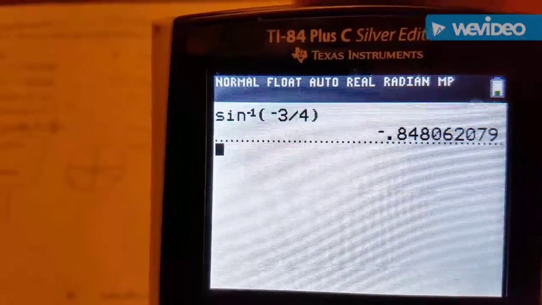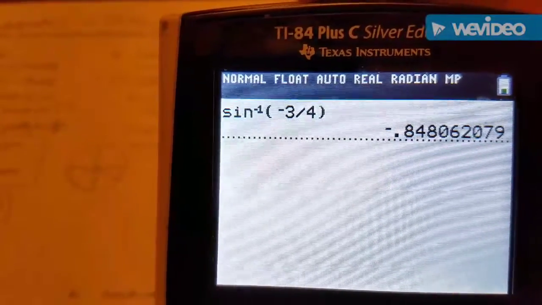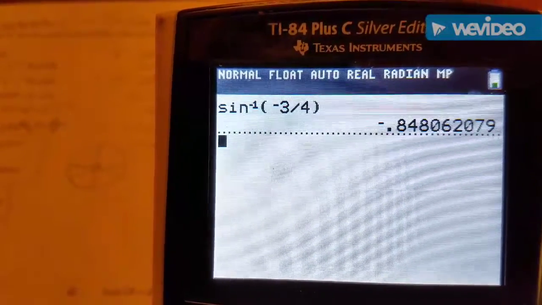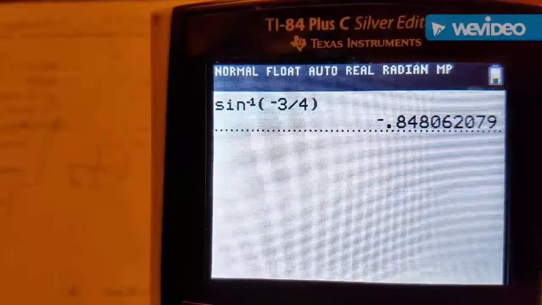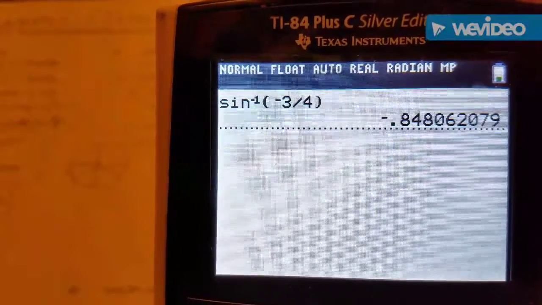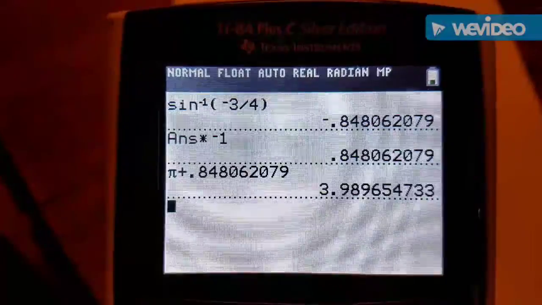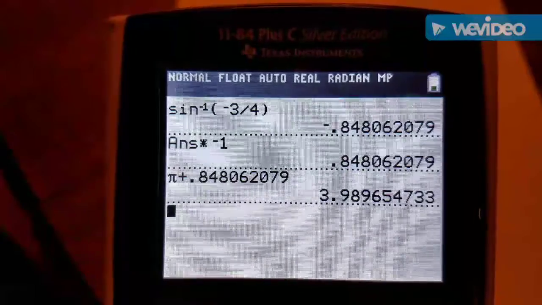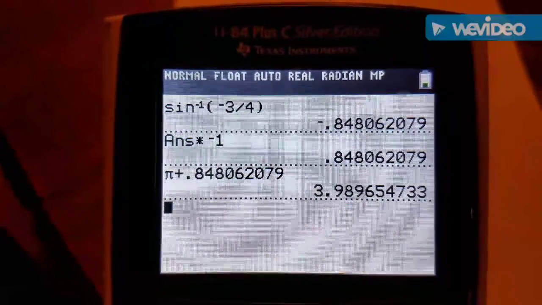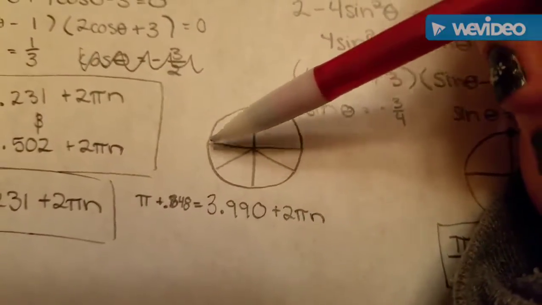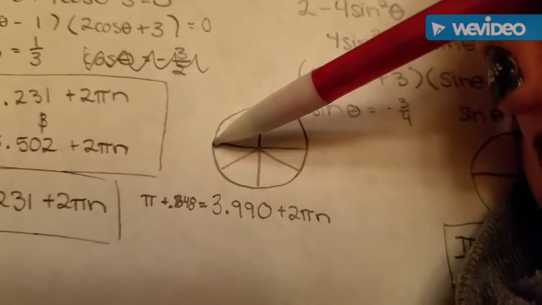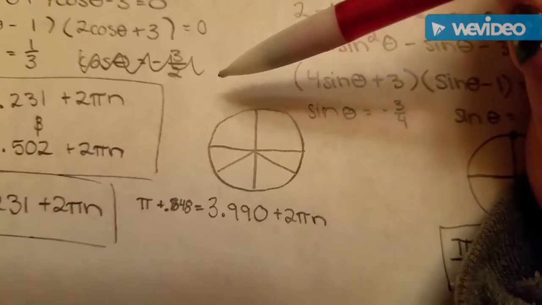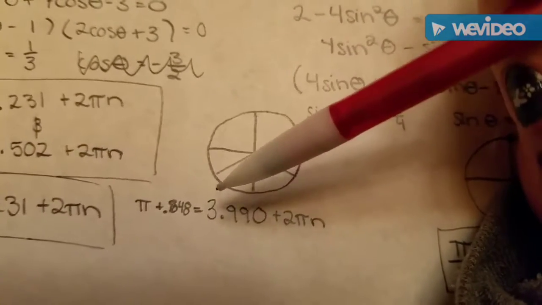But we can't leave this as one of our answers because our answers are in the third and fourth quadrants. So I'm going to multiply this by -1 to get a positive number. And then we're going to add that to pi to get our first answer in the third quadrant. So this is going to give us 3.990, rounding to the third decimal. So what we're doing here is we're taking pi right here, and we're adding on the distance that is the inverse sine of negative 3/4 to get our answer.